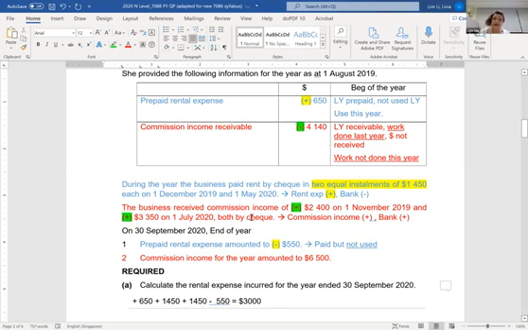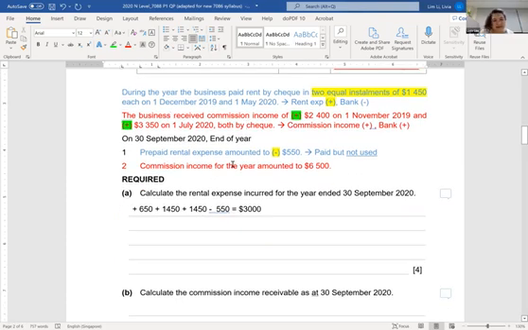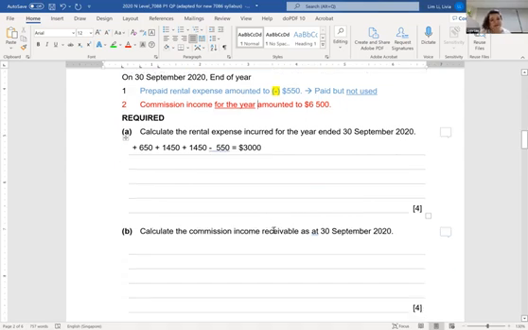All right, last piece of information, commission income for the year. What does this commission income for the year mean? Let's see what we are asked to calculate. We're actually asked to calculate a commission receivable. So they want us to calculate the commission receivable, not the commission that's earned. They want to know how much receivable there was at the end of the year.